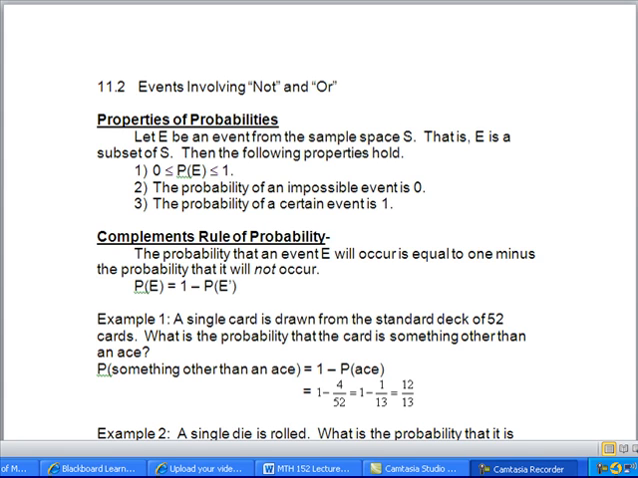First of all, the probability of any event E has to be a number between 0 and 1 inclusive. So 0 is less than or equal to the probability of E, which is less than or equal to 1. The probability of an impossible event is 0. The probability of a certain event is 1.